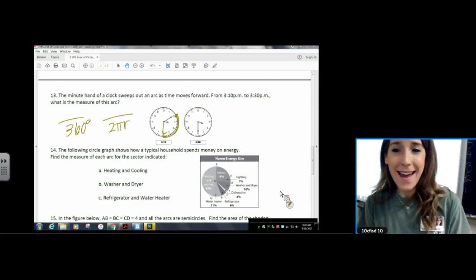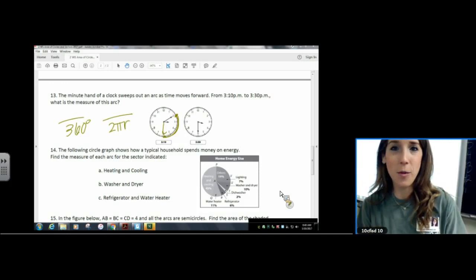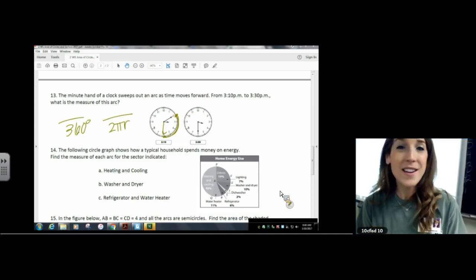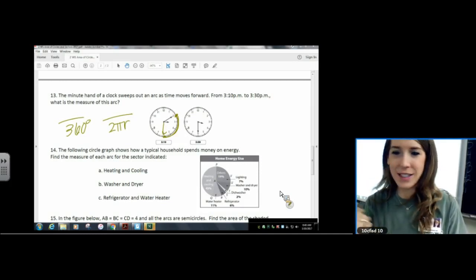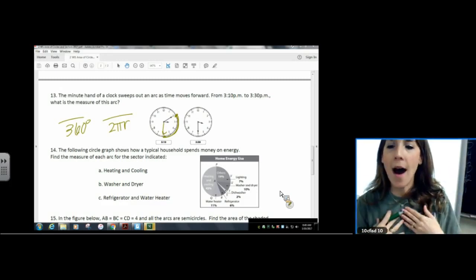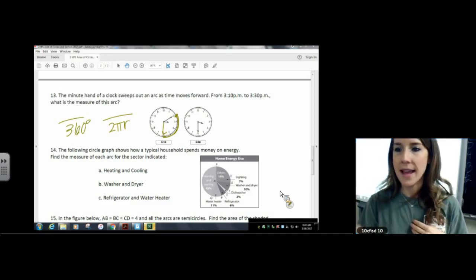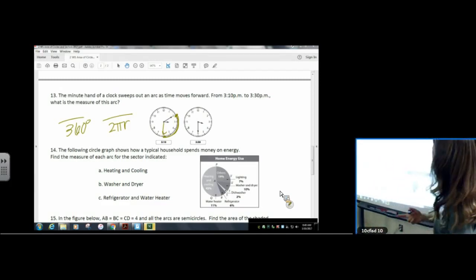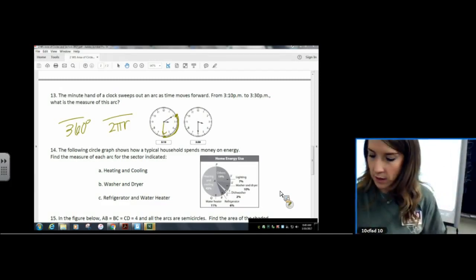I knew right away that this wasn't asking for arc length. You know why? Because we didn't know the radius. If you don't know a radius, you can't find the arc length. I don't know how big this clock is, so I couldn't possibly find the arc length, but I can find the measure. So there's a few ways we could go about this.